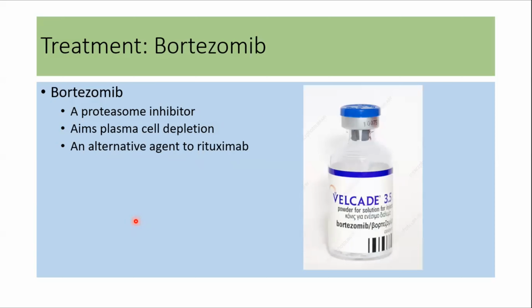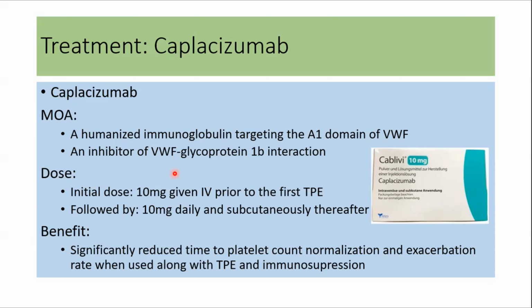Bortezomib is a relatively new drug, which is a proteasome inhibitor which aims plasma cell depletion, and it can be used as an alternative agent to the rituximab in TTP patients. Caplacizumab is a humanized immunoglobulin targeting the A1 domain of von Willebrand factor. It inhibits the von Willebrand factor glycoprotein 1b interaction.